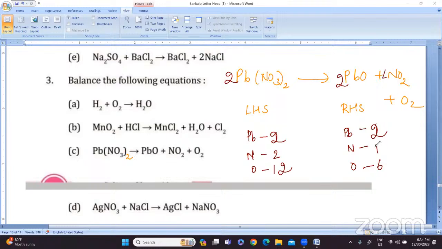Now if I write here 4, just check. Nitrogen becomes 4, oxygen becomes 4 2s are 8, 9, 10, 11, 12. Yes, so oxygens are satisfied. It will be 12 oxygen atoms on either side. Now nitrogen atoms you see, 2 twos are 4. So Pb both sides 2, nitrogen 4 and oxygen 12. Is it balanced? Yes, students, is it balanced? Yes, it is balanced.